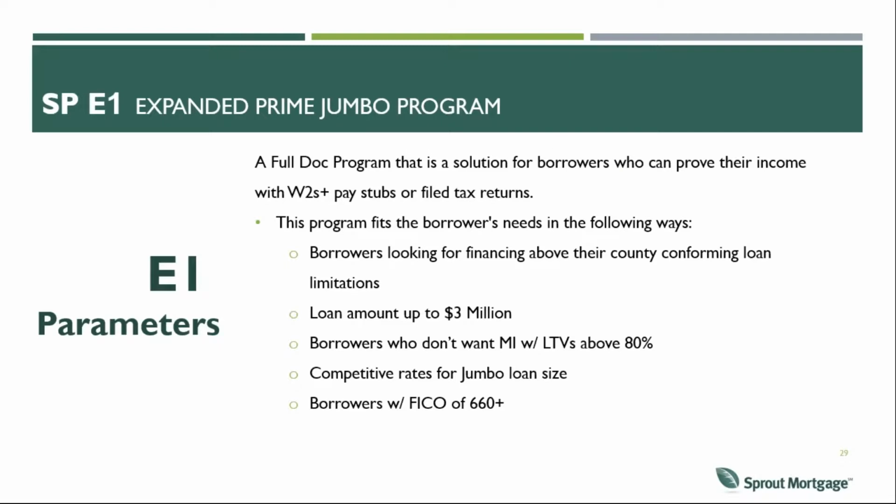All right, let's jump into some of the details. We'll start with the E1. The Expanded Prime Jumbo product, aka E1, is slated for borrowers who are looking for larger loan amounts and are able to document their income with pay stubs, W-2s, and tax returns. The loan amounts, again, go up to $3 million. There's no MI on this loan, and borrowers with a minimum FICO score of 660 will qualify for this program.